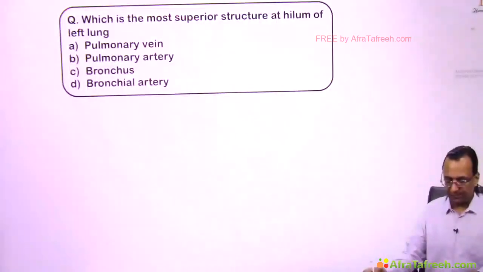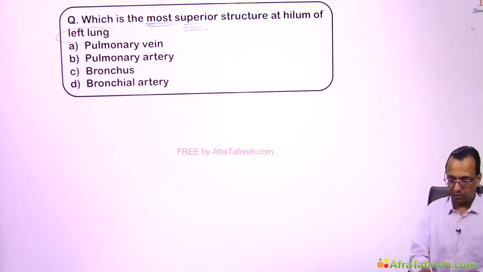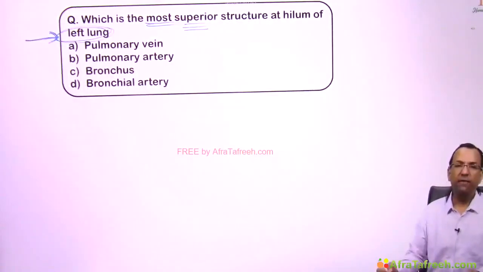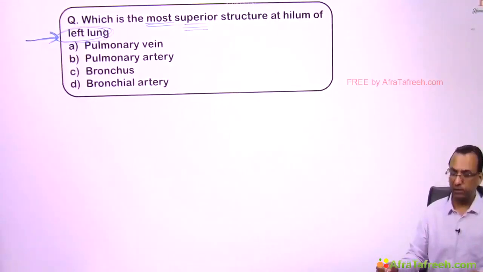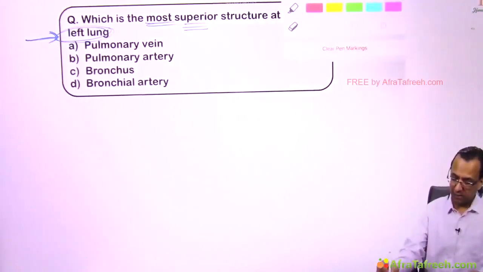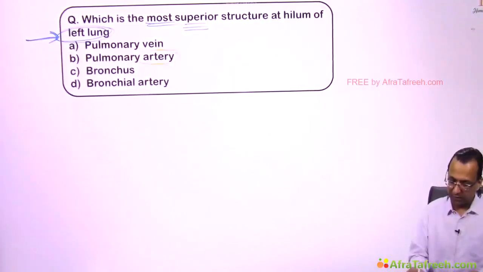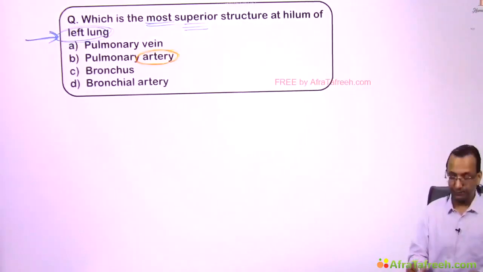What is the answer then? It is asking the most superior in the left lung. What do you think? If it is the left lung, we have the mnemonic Atal Bihari Vajpayee. So what is Atal representing? Atal was representing artery. Which artery? Not the bronchial, it was the pulmonary artery.